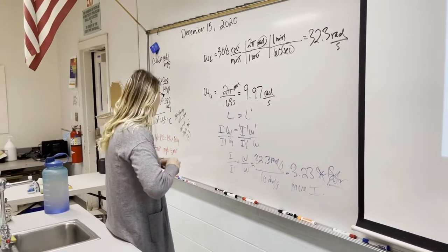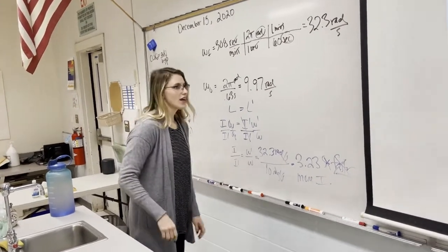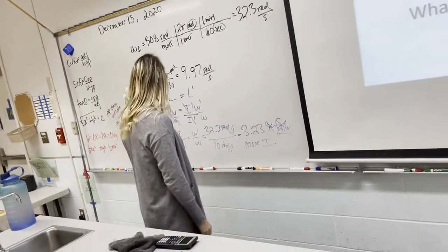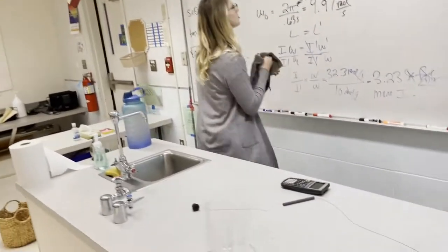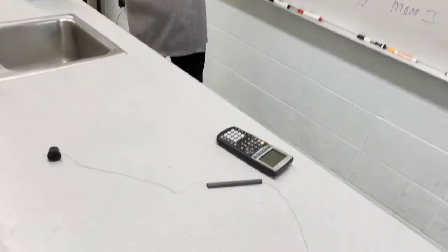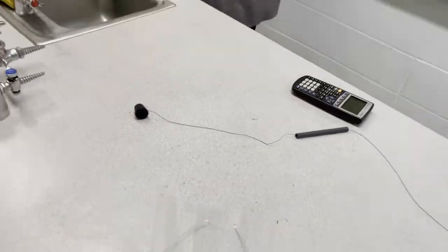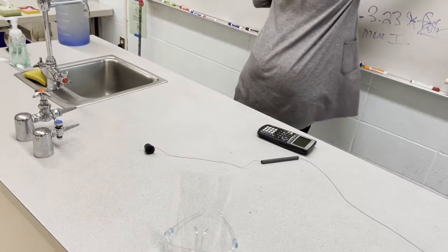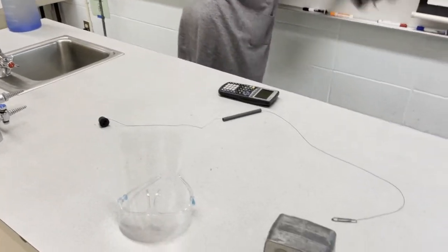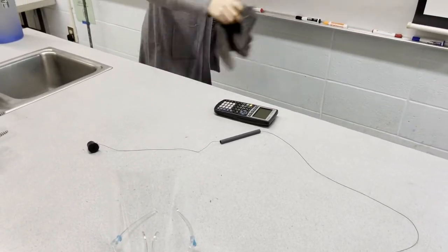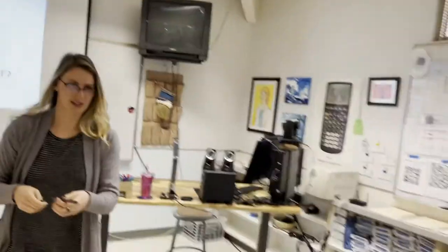Okay, so why is that? Now this is the why. I'm going to erase this. When she had this and the string was long, it went slow. And then as she pulled the string in. Should we do it one more time? Let's do it again. Okay, so it's just like this.